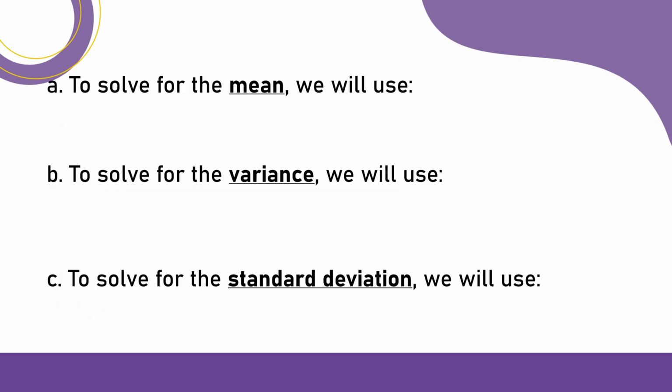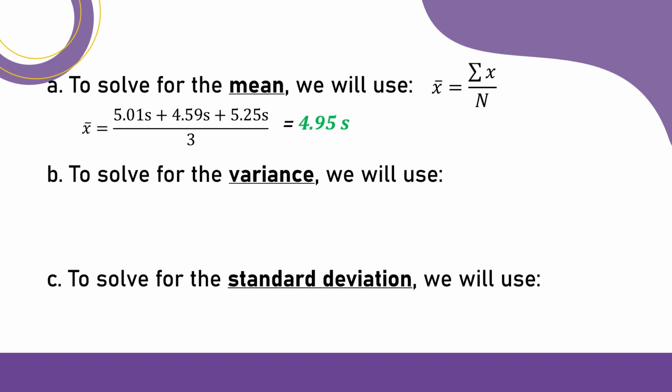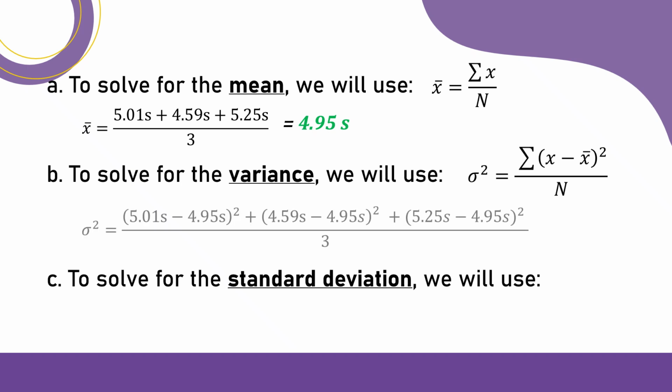To solve for the mean, we would use the formula: mean is equal to the summation of the measurements divided by the number of measurements. So we have 5.01 seconds plus 4.59 seconds plus 5.25 seconds divided by 3, and the final answer is 4.95 seconds. To solve for the variance, we will use sigma squared is equal to the summation of x minus mean squared all over the number of measurements.